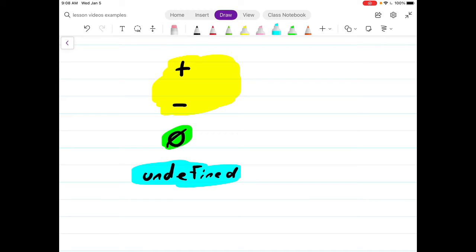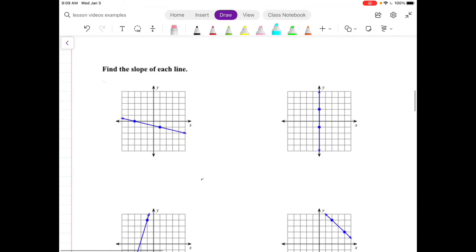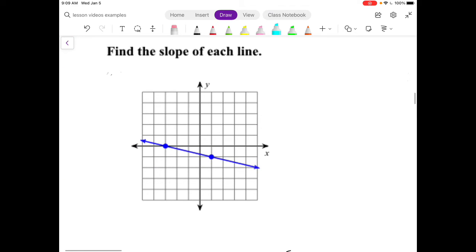So those are the 4 types of answers that you will have. Just remember, if it's a positive or negative slope, you will have to write the negative or positive fraction that goes along with it. So let's look at some examples from the work that I'm doing with my class today. It just says find the slope of the line.